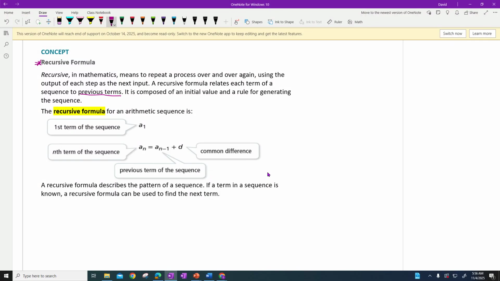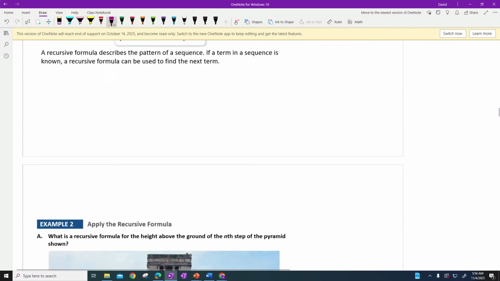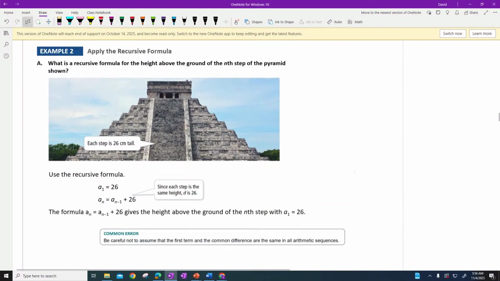It is composed of an initial value and a rule generating the sequence. So the first term, we know that. a sub 1 means the first term. So when we write the rule, we're going to say a sub n, whatever term we want. And now this a sub n minus 1 means what's the previous term. So we have to know this one in order to use this formula. Okay, and then we're going to just add or subtract whatever the difference is. Again, it's good for writing computer programs.